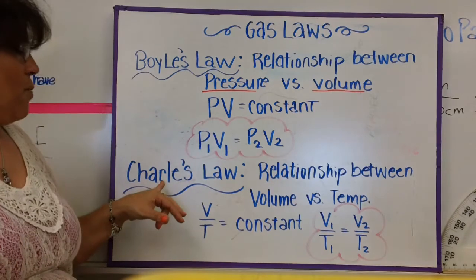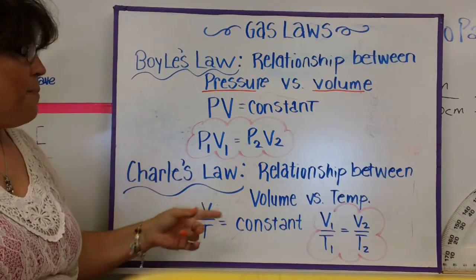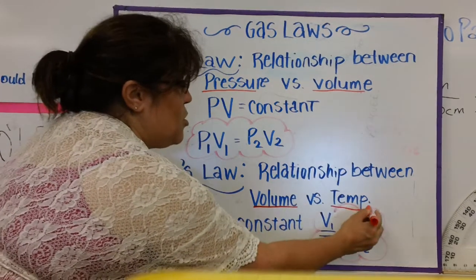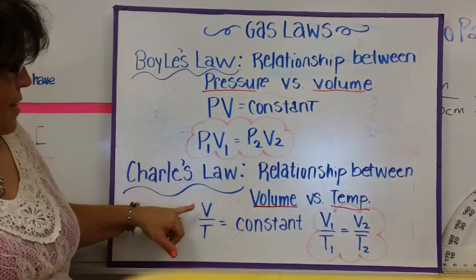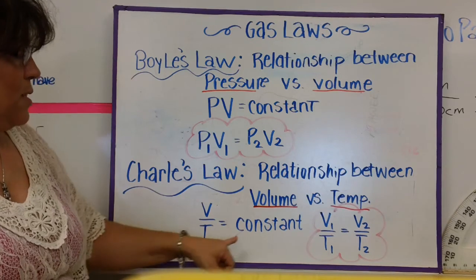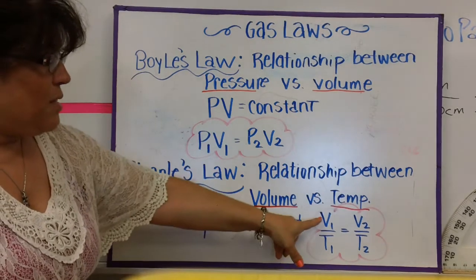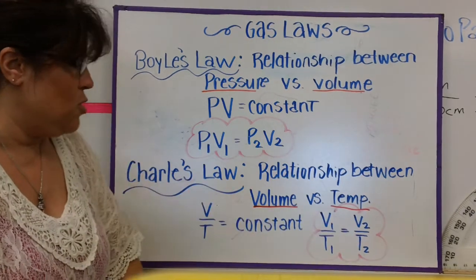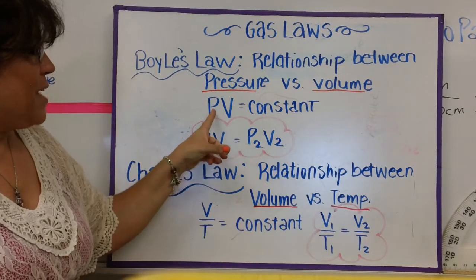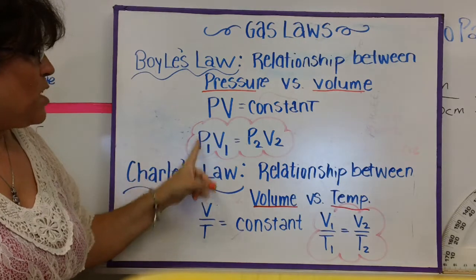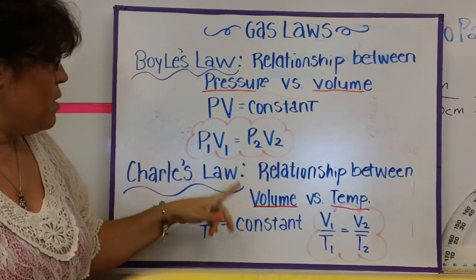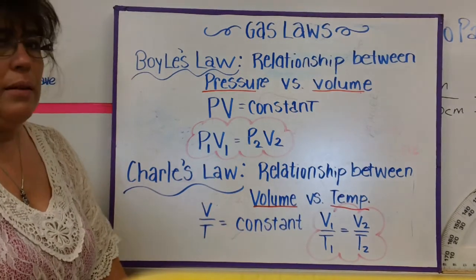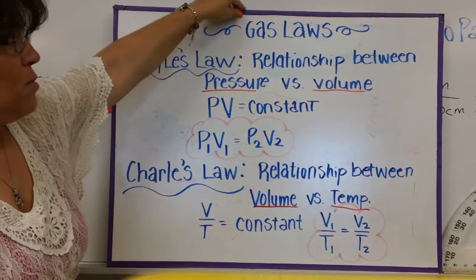The second law that we're going to be talking about is Charles' law, and this is the relationship between volume and temperature. This is saying that volume over temperature is a constant. That means the volume 1 over temperature 1 equals volume 2 over temperature 2. What happens here is that, back to Boyle's law, if pressure goes up, volume goes down. In this case, if volume goes up, temperature goes up as well. So we're going to be talking about those two relationships.